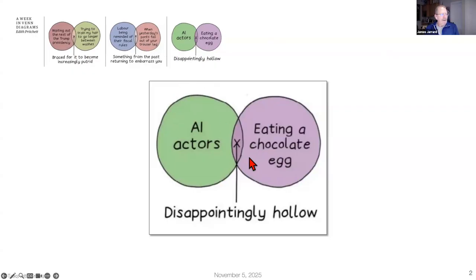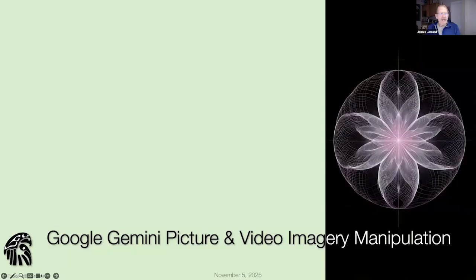It's comparing in the Venn diagram how AI actors and eating a chocolate egg have in common that they're disappointingly hollow. As you talk with AIs, you'll see their lack of substance.